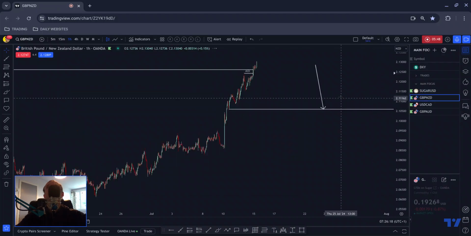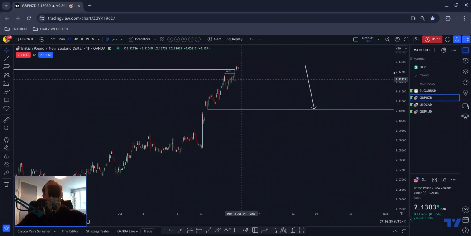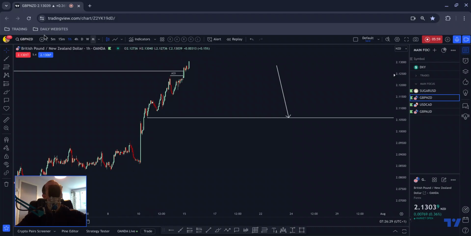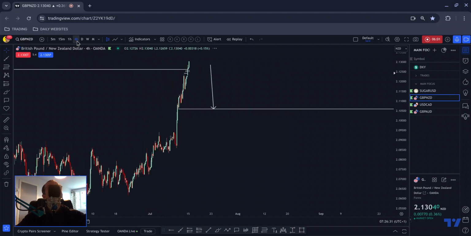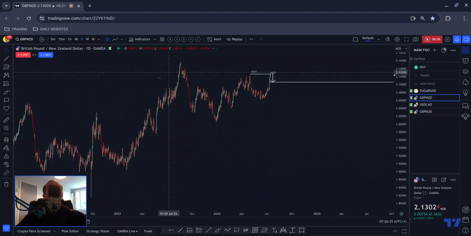So pound Swiss is one of the ones that I literally just put on. This was in my additional pairs on my two main watch lists for the week ahead, but I've just moved this on. Was it this one? Yeah, I think it was, because it got there slightly quicker than I was anticipating. So on the higher time frames, we have this.